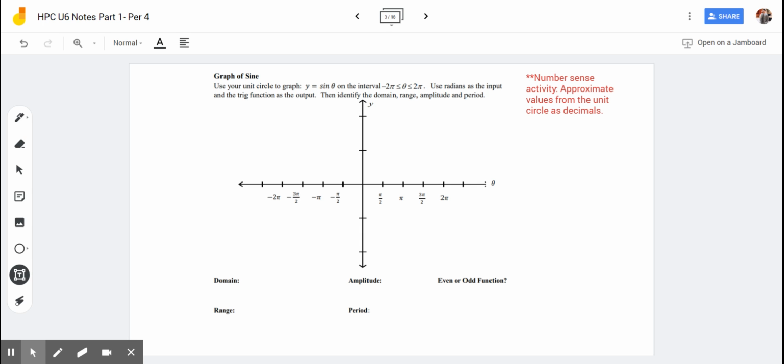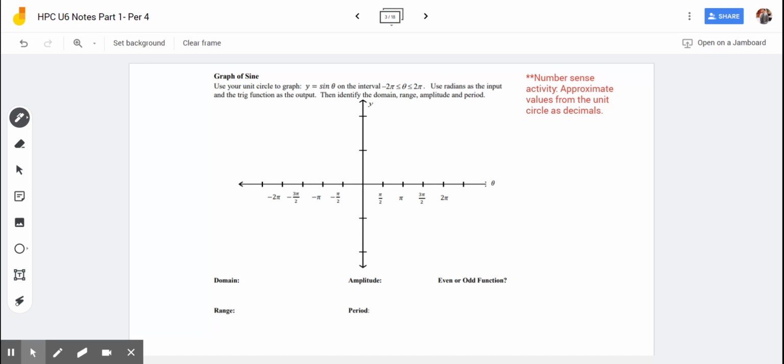All right, guys, so in this video, we're going to go over the graph of the parent function for sine. It says, use your unit circle to graph y equals sine of theta in the interval negative 2 pi less than or equal to theta less than or equal to 2 pi. Use radians as the input and the trig function as the output. Then identify the domain, range, amplitude, and period.